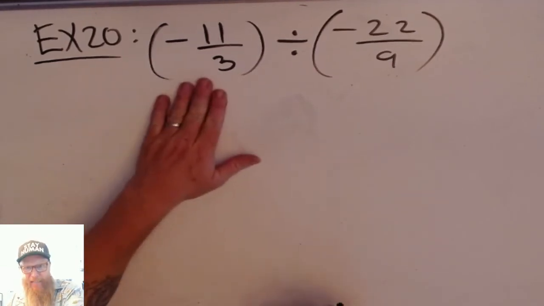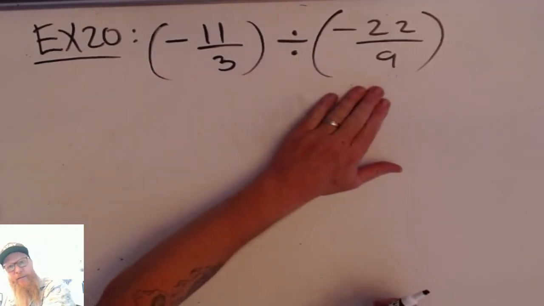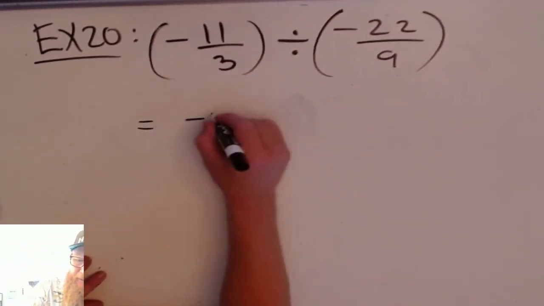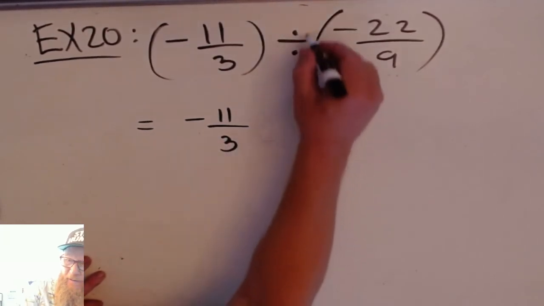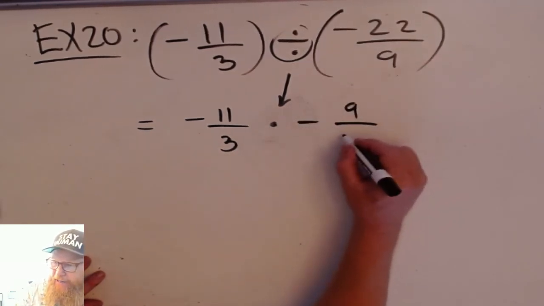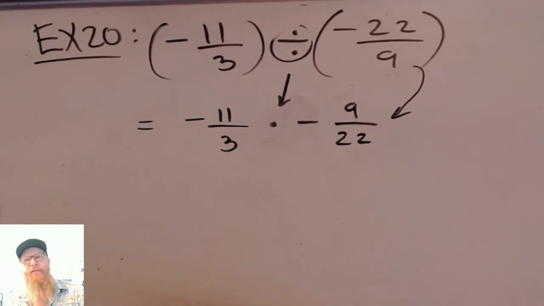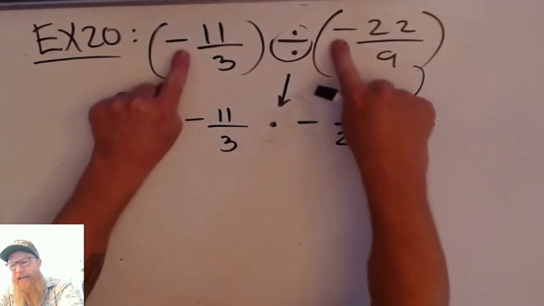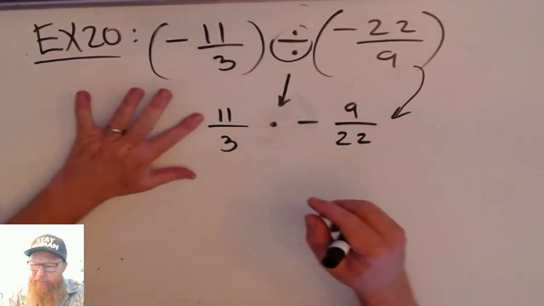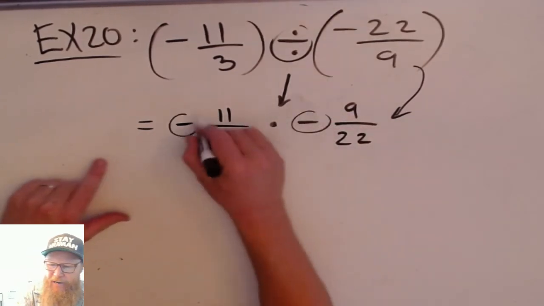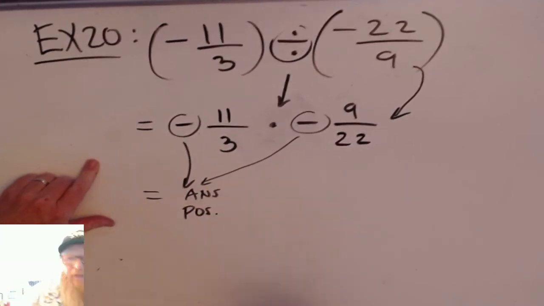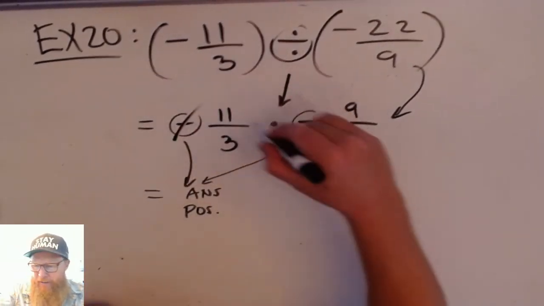So remember, dividend on the left, divisor on the right. Change to multiplication and find the reciprocal of the divisor. I don't really care where you put the negatives right now. You can put them on top, you can put them on the bottom, you can put them out in front. It really doesn't matter, because once you know that there are 2 negatives, you already know the result is positive. So you could just cross off those negatives. Those are gone.